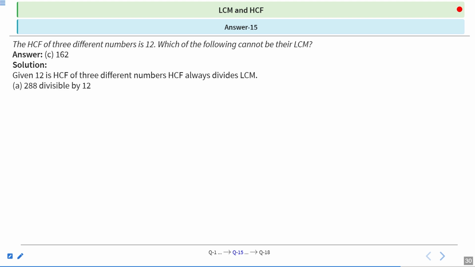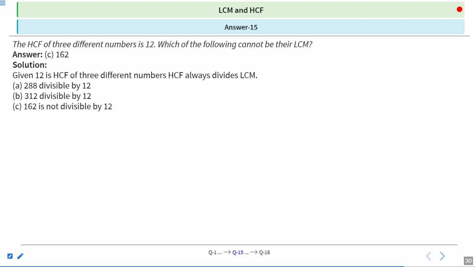So let us take options. Option A was 288, and 288 is divisible by 12. That means it can be the LCM. Next was 312. That can also be divided by 12. So it can also be the LCM.